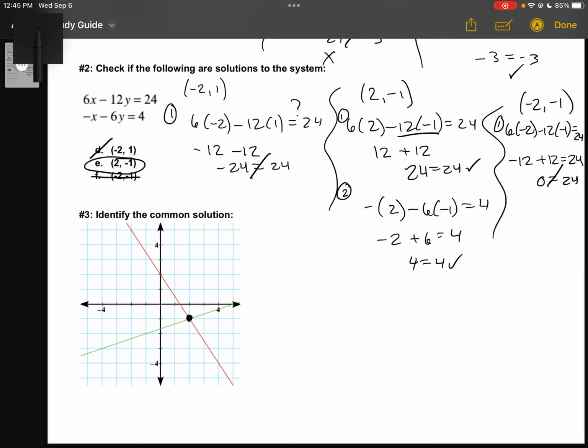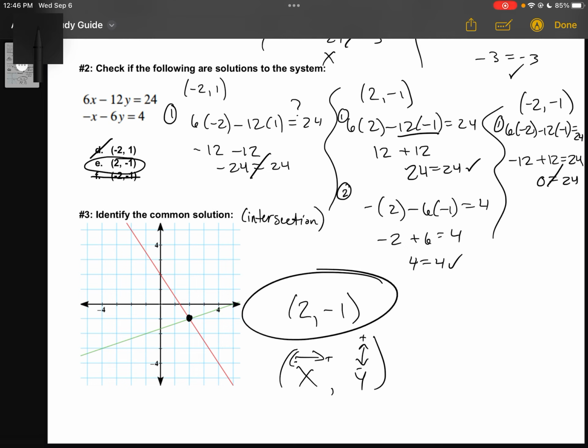Lastly here, where are we ending up? Is where we intersect. So the common solution is also known as the intersection point. And in this case, we're going to go 2 to the right, and we are going to go 1 down. So remember, for these ordered pairs, x is left and right, and y is up and down. So again, positive is up, negative is down, positive is right, and negative is left. So 2 to the right, 1 down gets our intersection point, our common solution.